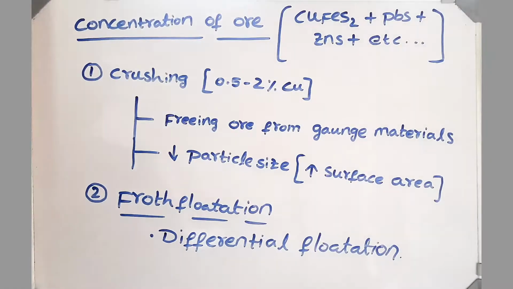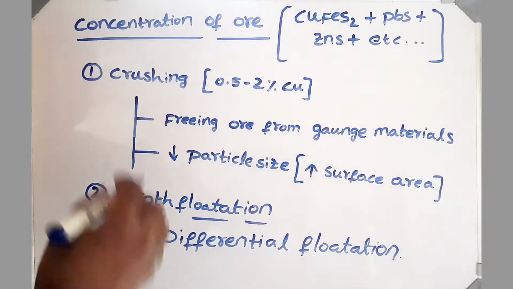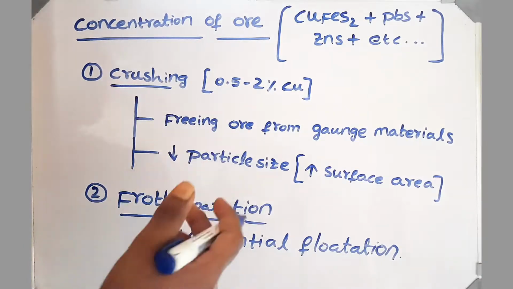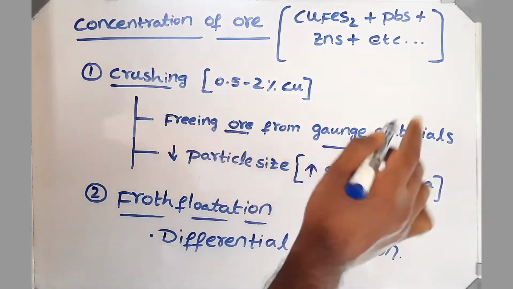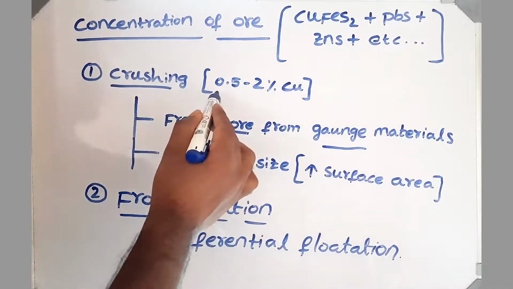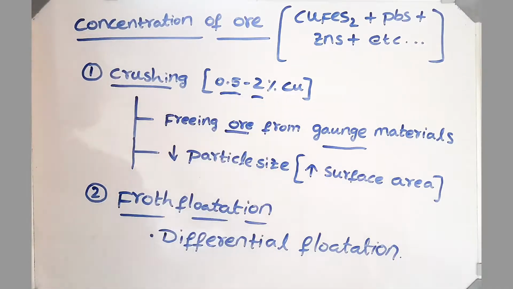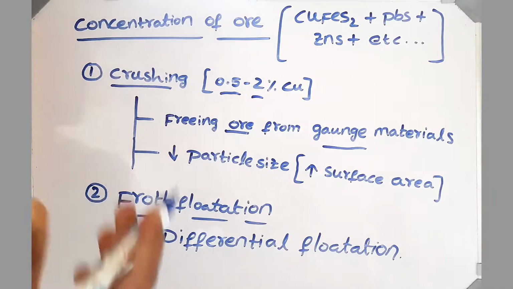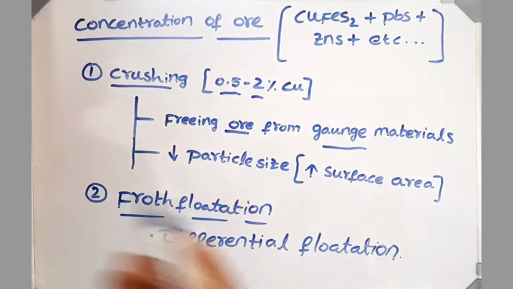Let's look at the concentration of ore, friends. This includes two basic steps. One is crushing of the ore because we need to free our ore particles from the gangue materials. And we need to understand that the ore that we get in the earth's crust consists of only 0.5 to 2% of copper. So you can understand how less concentrated the ore is.